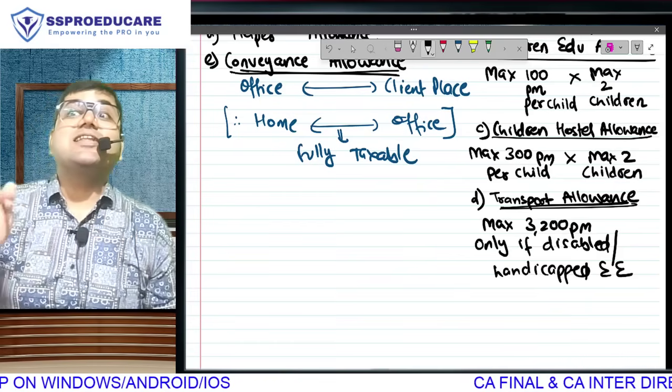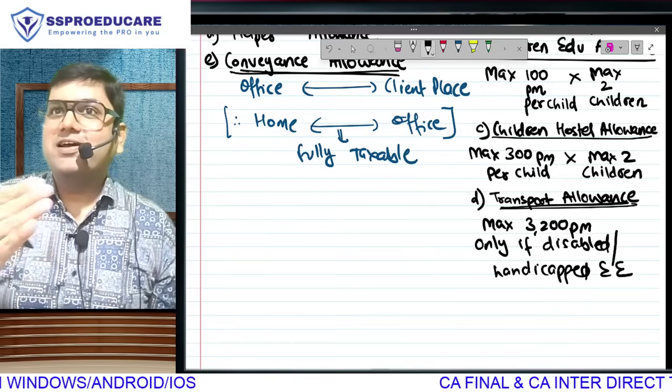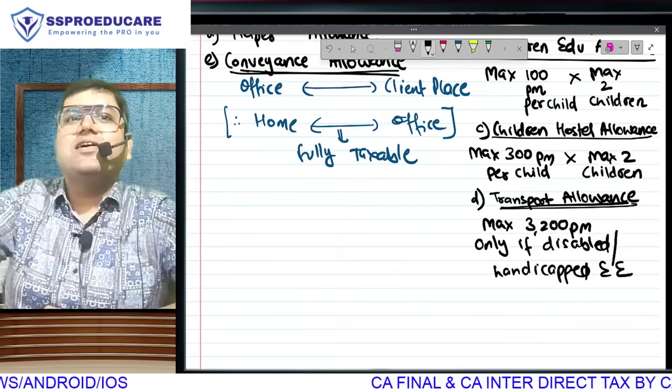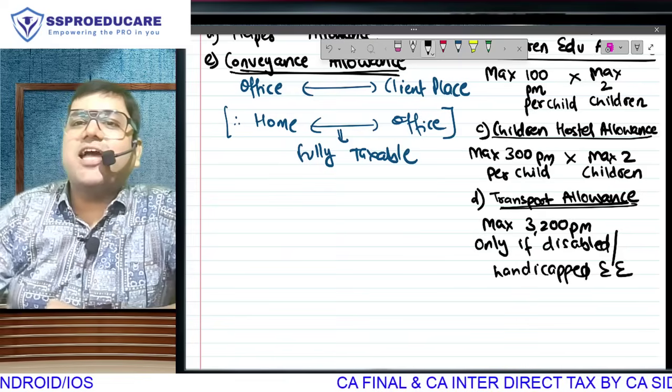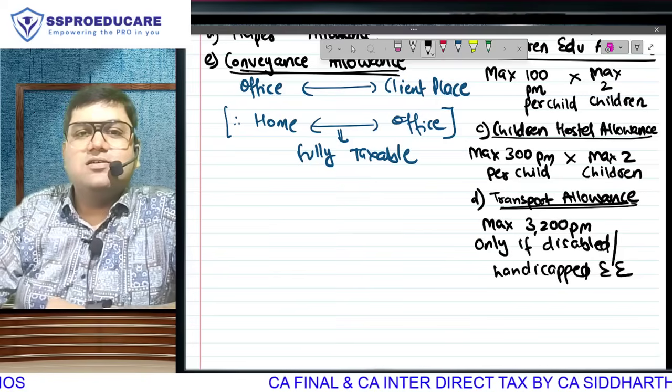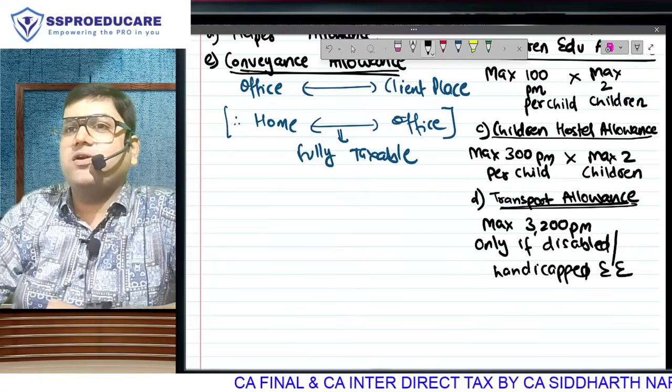If the expense is less than 3,200, then call it transport. And if the expense is more than 3,200, then call it conveyance. Check and modify the name of the allowance on the basis of the expenditure incurred. Are you understanding the trick that we are incorporating here?